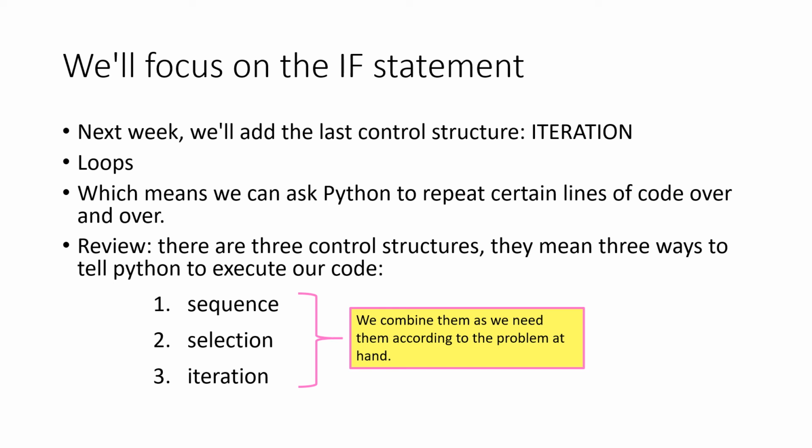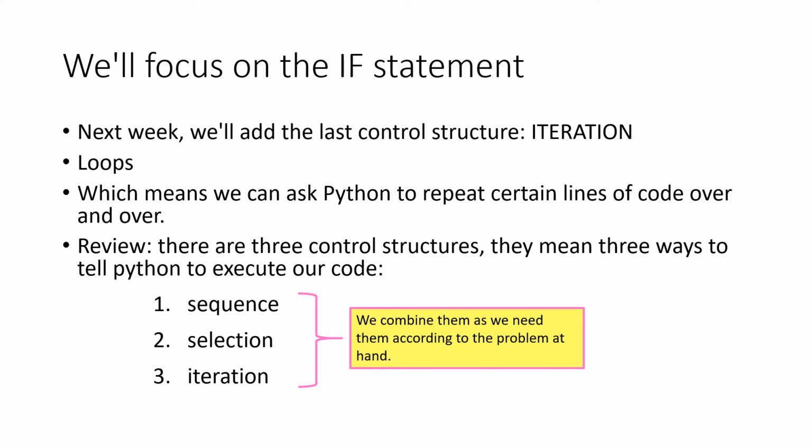Sequence: every line executes one at a time in the order they appear, and that's the way we have been coding until now. Selection is what we're practicing this week. The if statement is an example of a selection control structure, and it means that we can tell the program whether to do something or not depending on a condition.